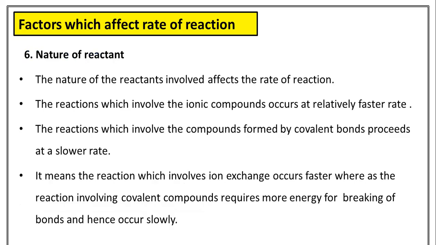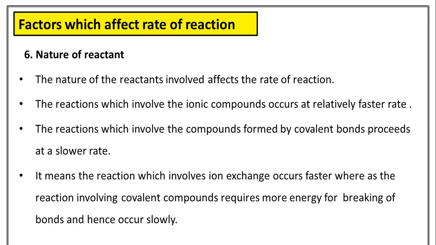Next parameter is nature of reactant. Now, this nature of reactant involved affects the reactions. Now, what does it mean? See, there are different types of the reactants. Say, for example, if I consider the reaction between silver nitrate and sodium chloride, in this reaction, both the compounds are ionic compounds. So whenever both the reactants are ionic compounds, and when the reactions involve ionic interaction, such reactions occur at a faster rate.